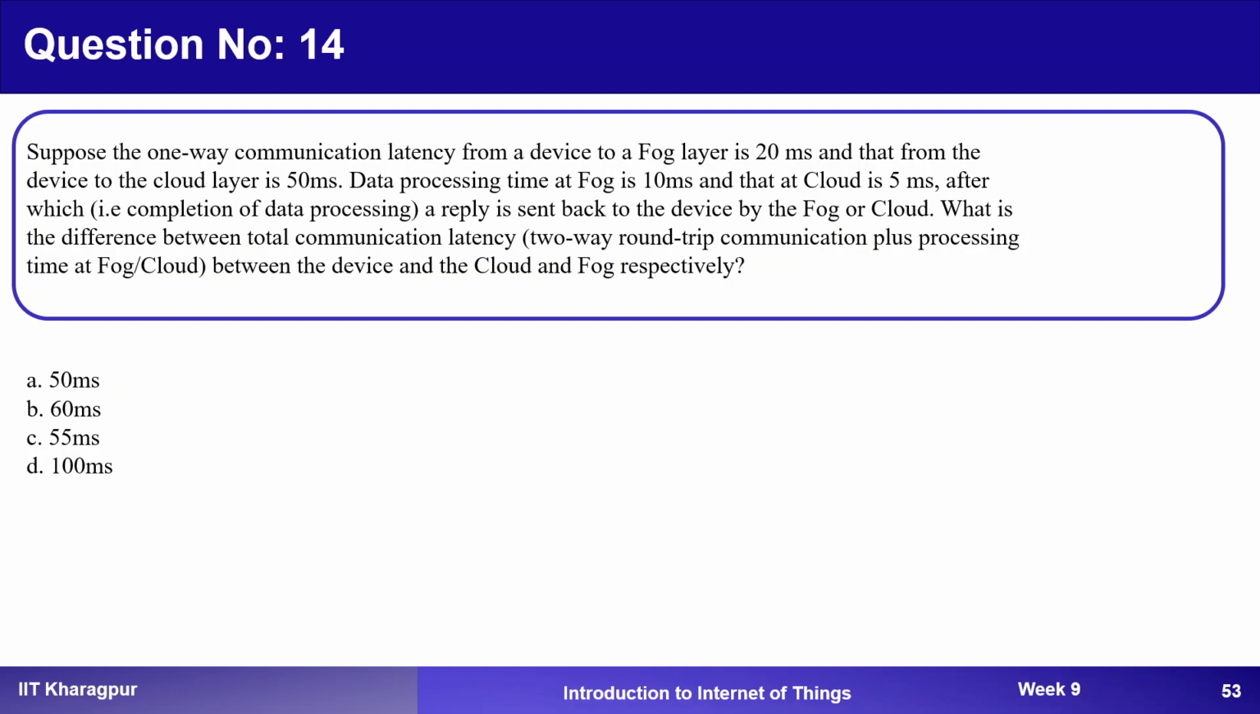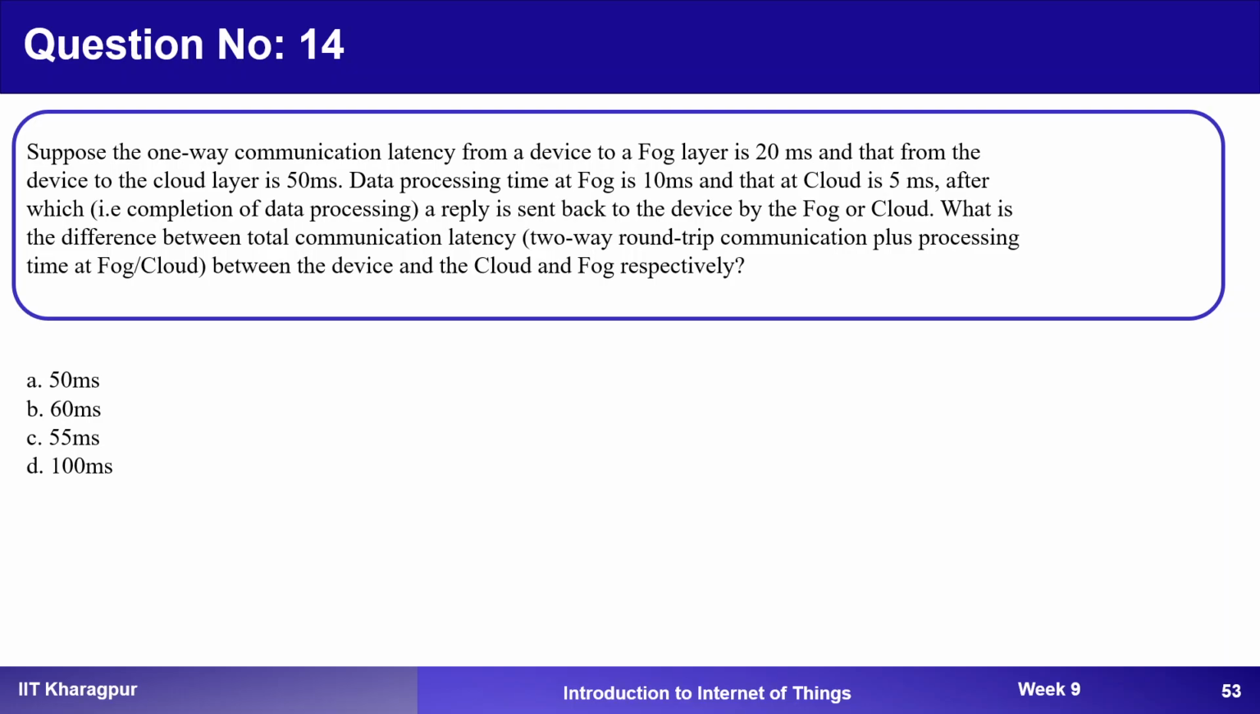Now question number 14. The one-way communication latency between the fog device and the end device is 20 ms. However, for the cloud it is 50 ms. The processing time of fog is 10 ms and for cloud it is 5 ms, that is milliseconds. Now we have to find the difference between the overall delay faced by the cloud and the fog. In order to solve this question, first of all we have to calculate the delay faced by cloud and the delay faced by fog.